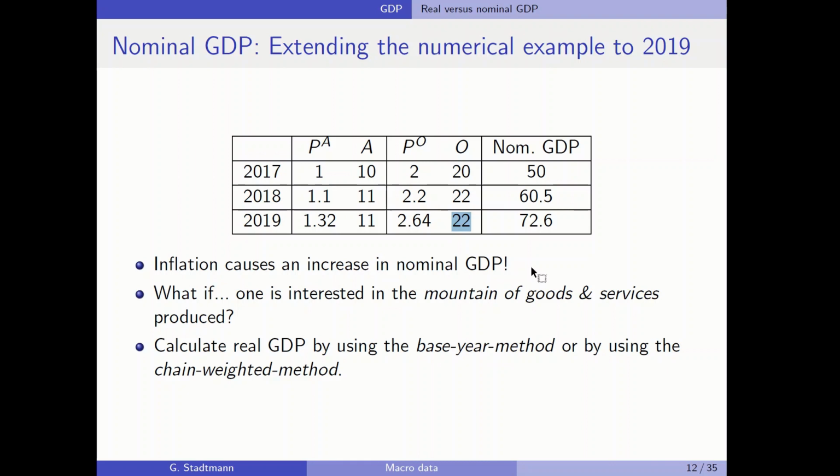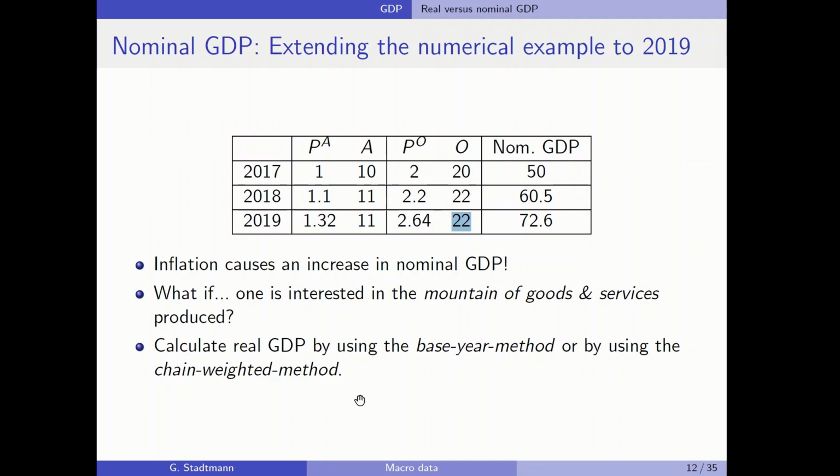Therefore, we can conclude that inflation causes an increase in nominal GDP. But what if one is interested in the mountain of goods and services, whether it increased or whether that's not the case? When we look at nominal GDP, then we are misled because nominal GDP is increasing despite the fact that the mountain of goods and services is constant between 2018 and 2019.